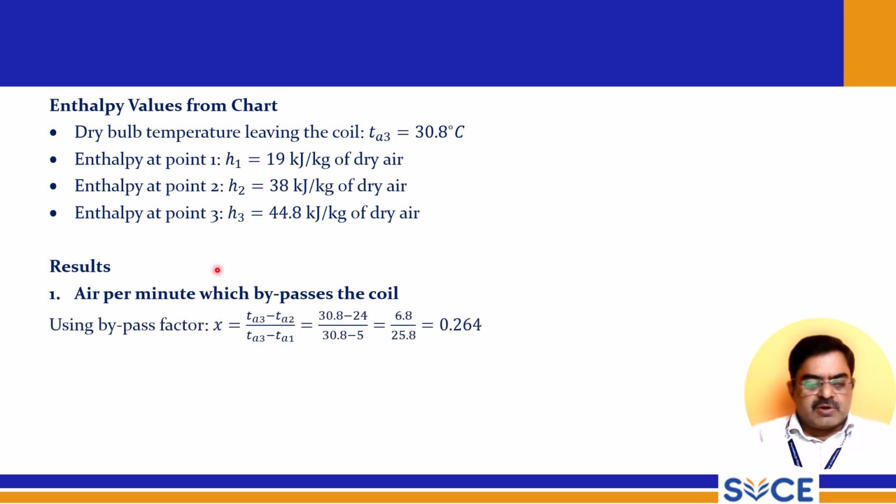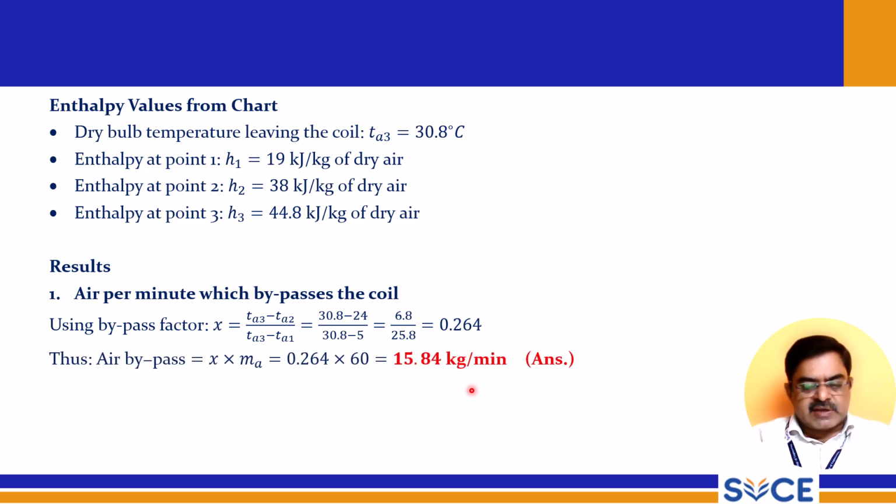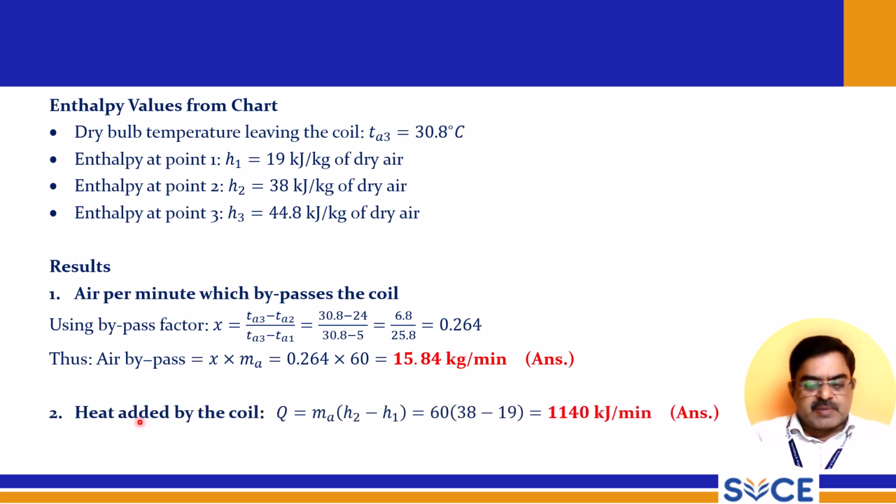So the results now: the bypass factor x equals (TA3 minus TA2) divided by (TA3 minus TA1). So that is 0.264. That is the bypass factor, and air bypassed equals x into MA. So multiply the bypass factor by 60, that is 15.84 kg per minute. Heat added by the coil, Q, equals MA into (H2 minus H1), that is 60 into (38 minus 19), which comes to 1140 kilojoules per minute. So this is the answer.